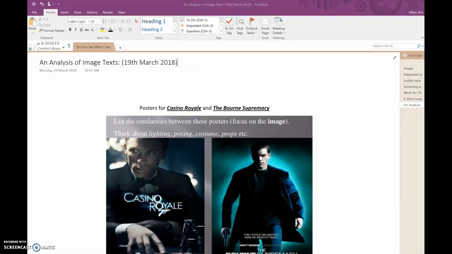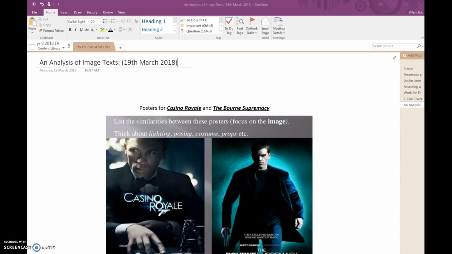Okay, hi and welcome to this lesson. It's an analysis of image text. It's the 19th of March 2018 here at St Joseph's. Year 8, we've already had some experience and some practice at looking at how images work to communicate. Today we're going back. It's a bit of revision.